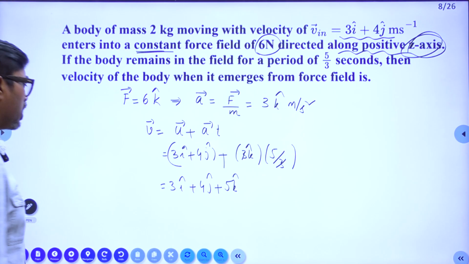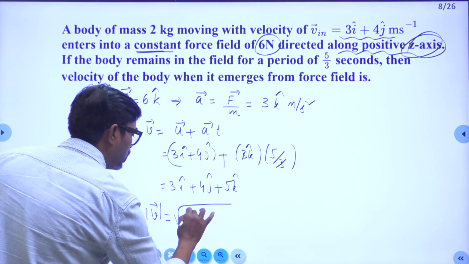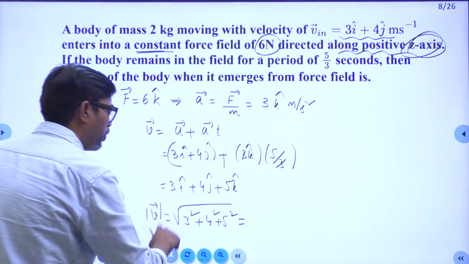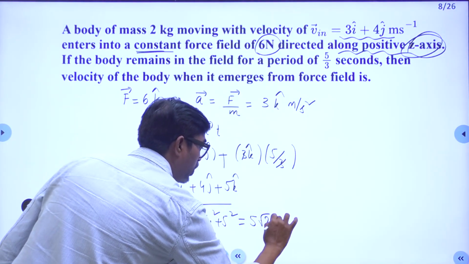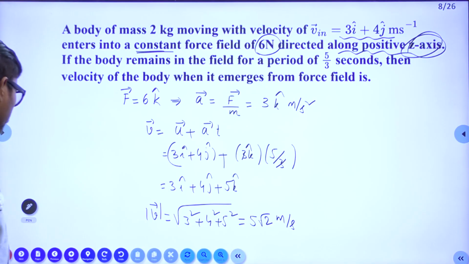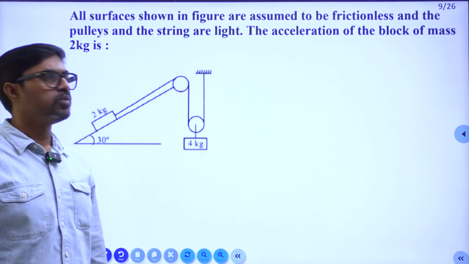Even if you want to find the magnitude, it is very simple. Magnitude is the root of 3 square plus 4 square plus 5 square, which is 5 square plus 5 square, so 5 root 2 meter per second, you will get it. That's the magnitude; the earlier one was vectorially, this is the magnitude. So straightforward. Right, next. And this is about string constraint, a very simple, straightforward question.